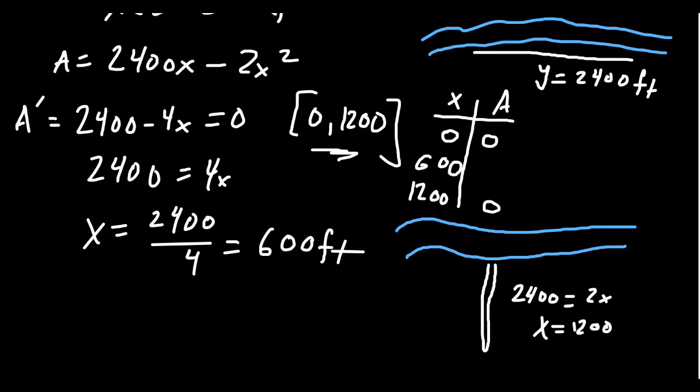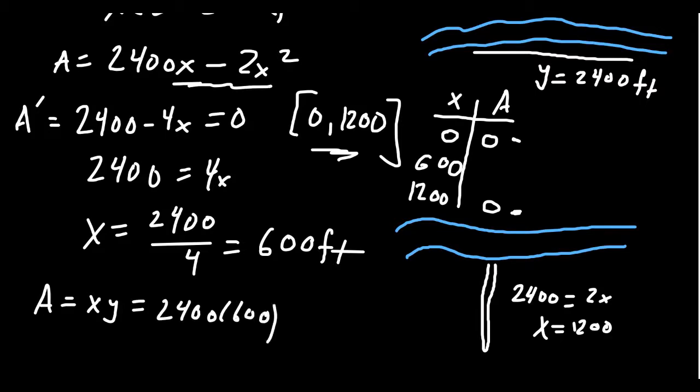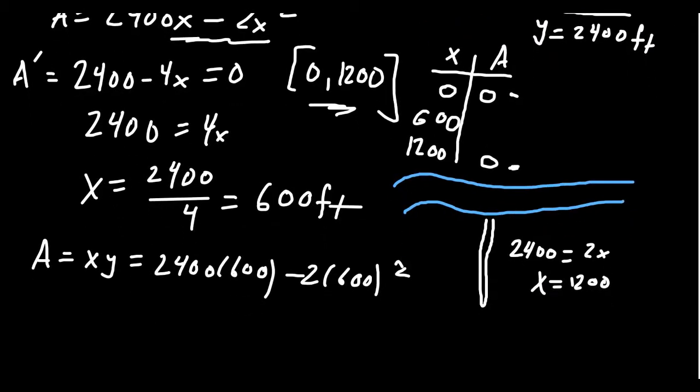And so this is our only critical number. Given the other two were 0, I have high hopes that this number will hopefully be something better. If we go back to the original function, A equals x times y, you could plug the 600 into this equation right here. And so you get something like 2400 times 600 minus 2 times 600 squared. The arithmetic's a little bit more complicated here, not too much, though.